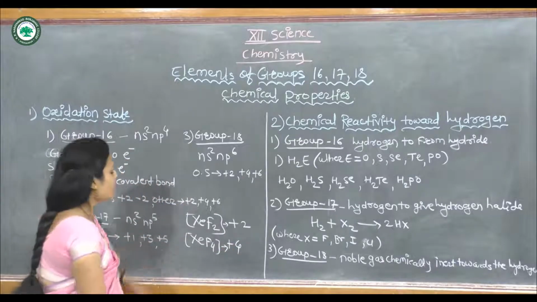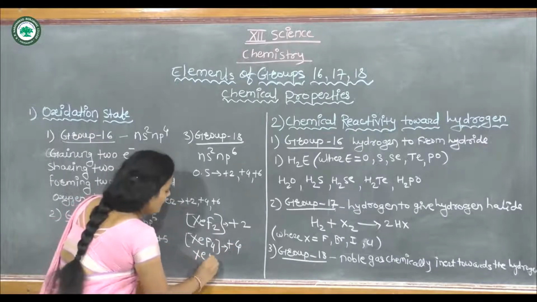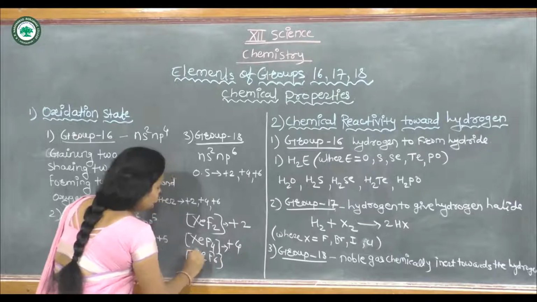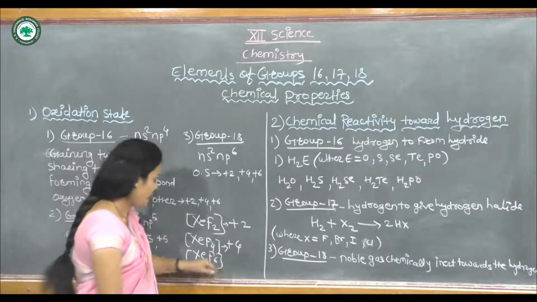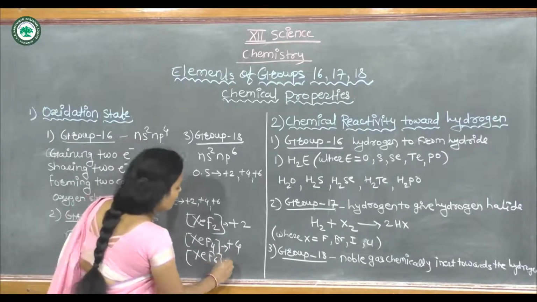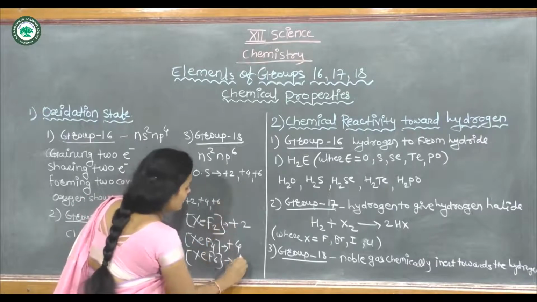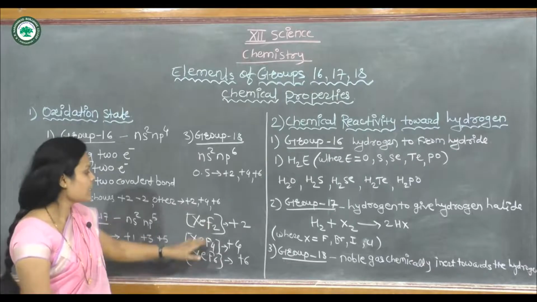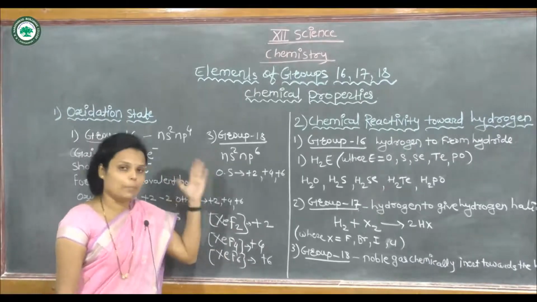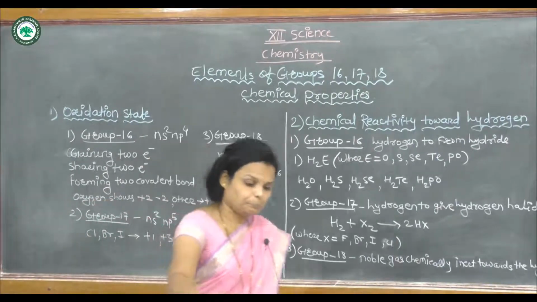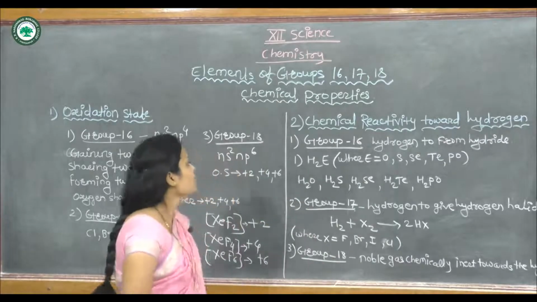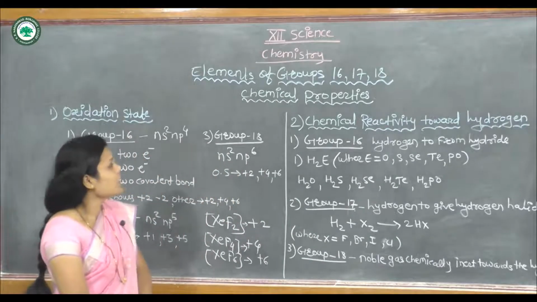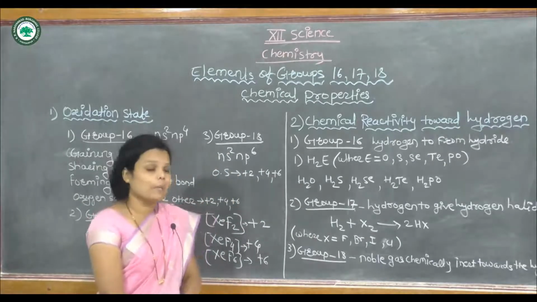Here is a similar case, XeF6. It means it's an octahedral structure and its oxidation state is +6. This is a group 16 element, and this is an example of the group 16 element. Now the next properties of groups 16, 17 and 18 are the chemical properties.